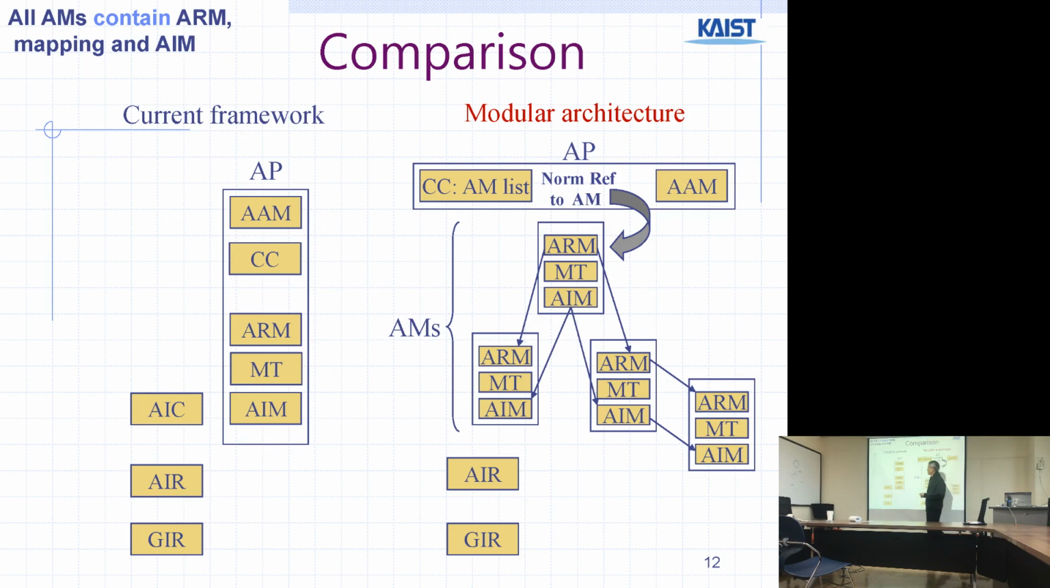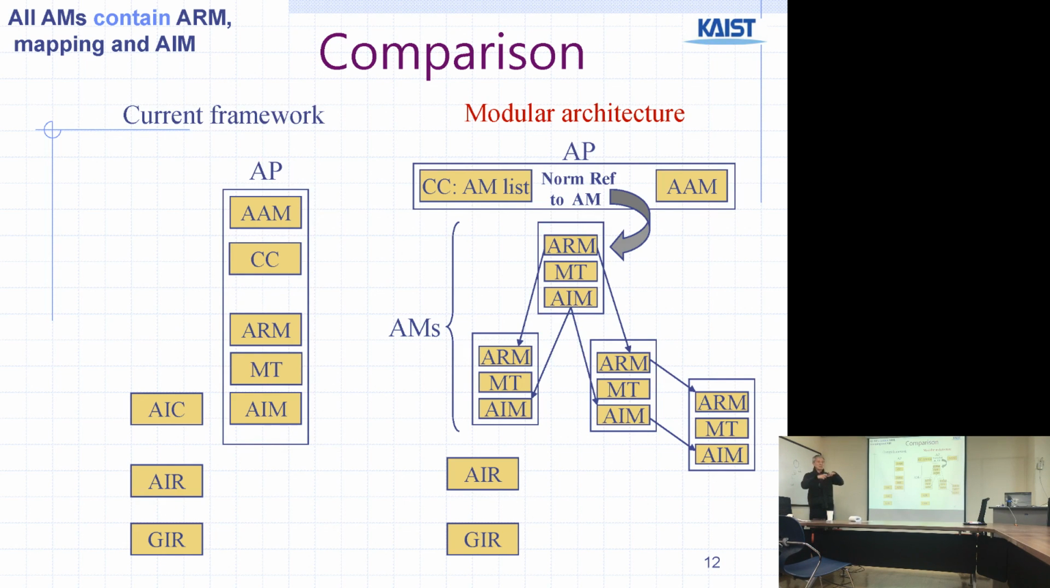Before then, they used the old architecture. They are saying current because it was 10 years ago. Now they already moved to here. So one AP is divided into 5 parts: activity model, conformance classes, requirement model, mapping table, and interpreted model.